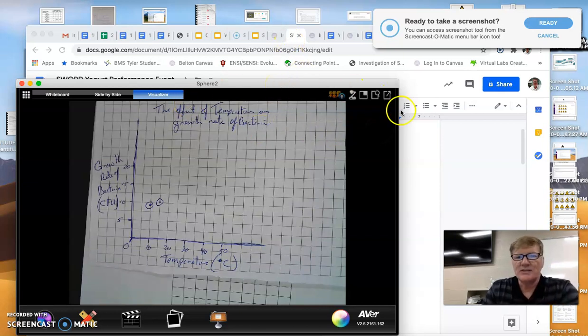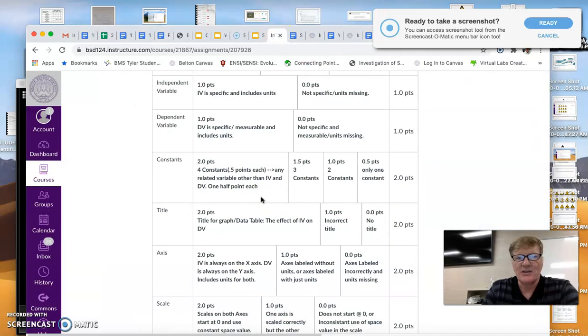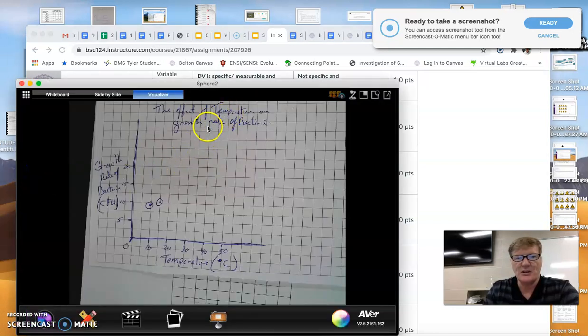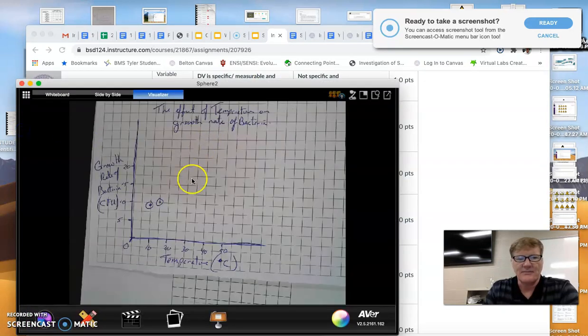Then I would go back to my scoring guide and I would look at what it says about graphing. My title, the effect of IV on DV, I have that on my graph: the effect of temperature on growth rate of bacteria. My axis, IV is on X, DV is on Y. Both of them have units. My IV is on X with units, temperature, degrees Celsius. My DV is growth rate of bacteria, CFUs.